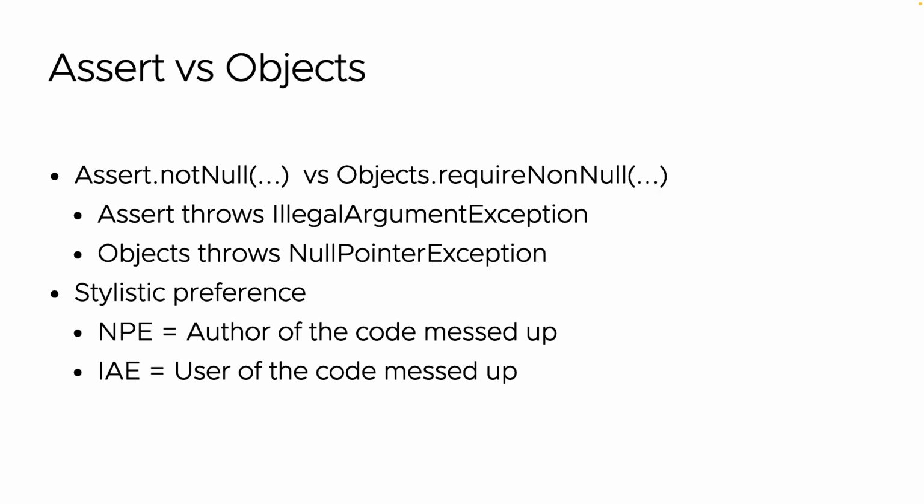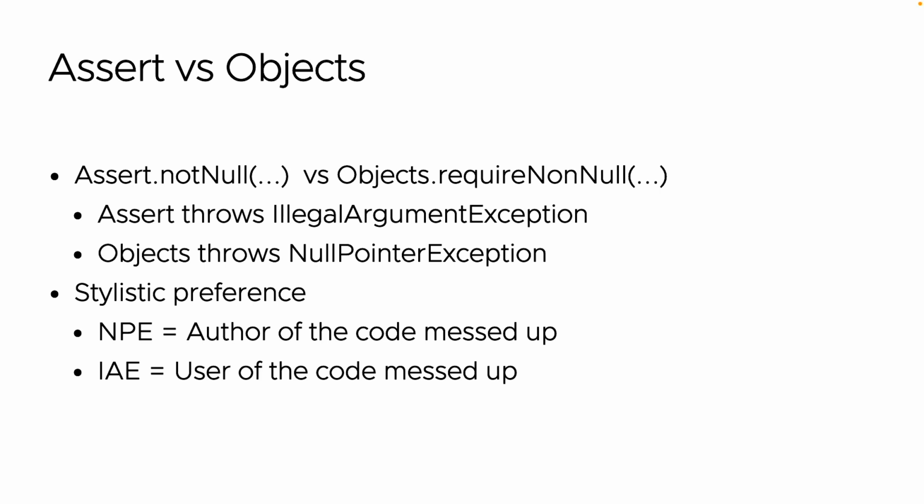I wanted to quickly point out that the JDK has got a very similar class now called Objects. So we have a lot of code that uses Assert.notNull. The JDK has a lot of code that uses Objects.requireNonNull. And there is a subtle difference in that one will throw an IllegalArgumentException and one will throw a NullPointerException. And it's a kind of stylistic preference about which one you prefer. The JDK team think that the NullPointerException is better. The Spring team think that the IllegalArgumentException is better.